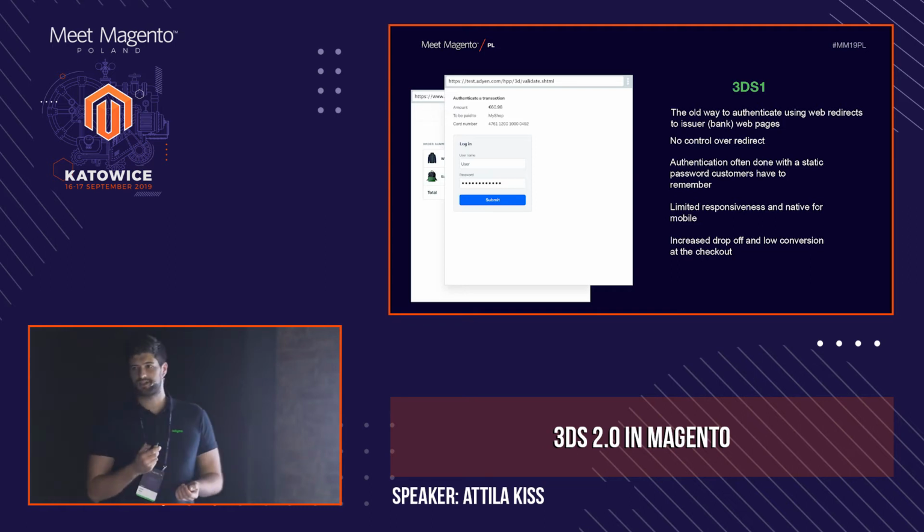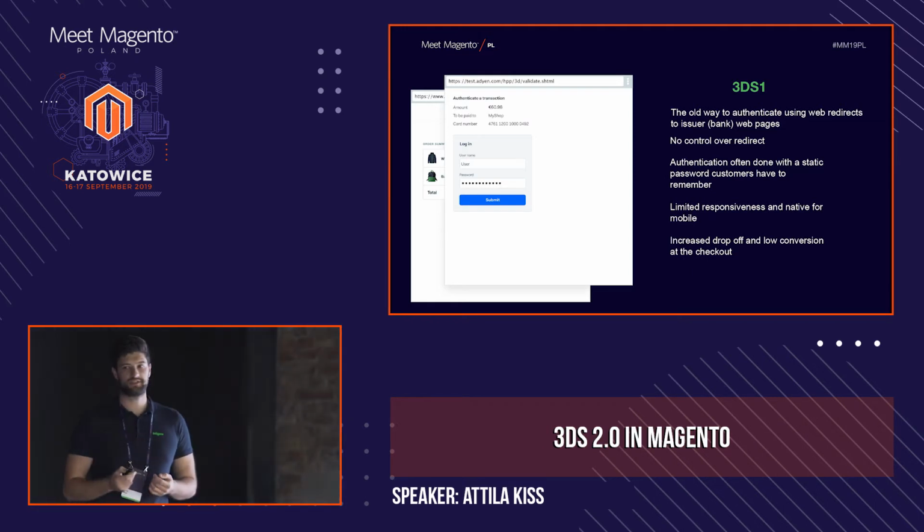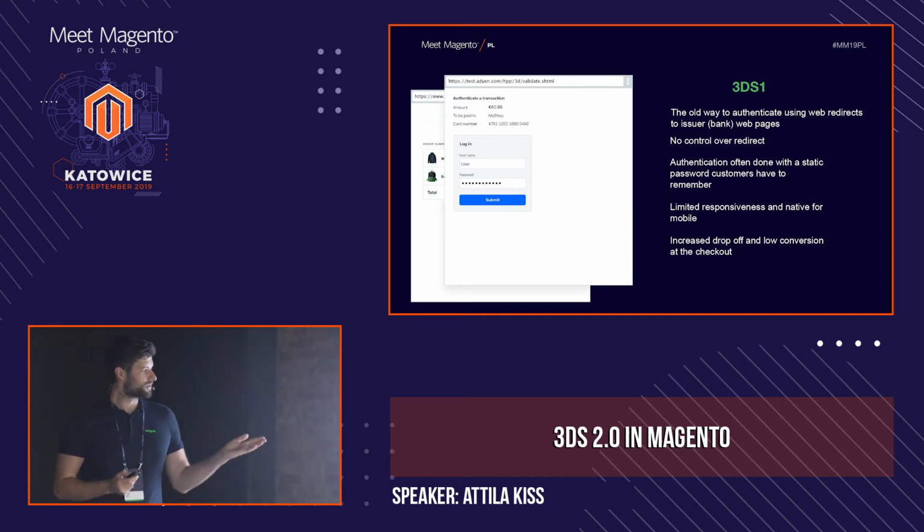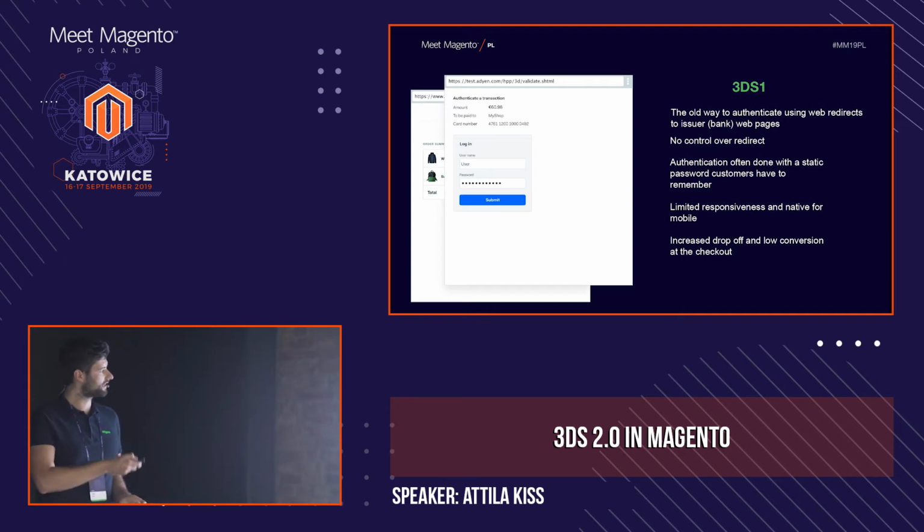Also, the banks are usually not that fast to integrate the latest technologies, not even the latest, but just mobile friendliness. So this redirect page is usually not mobile friendly, or not mobile ready. And also it's not native in the checkout, so you will break the whole flow anyway for the customer. Because of these reasons, you have an increased drop-off rate, and the conversion is also not the best. And you can also see an example of how it can look. You can see it's not really a nice design, and it doesn't blend into the whole checkout flow.